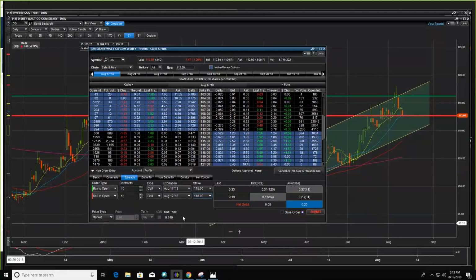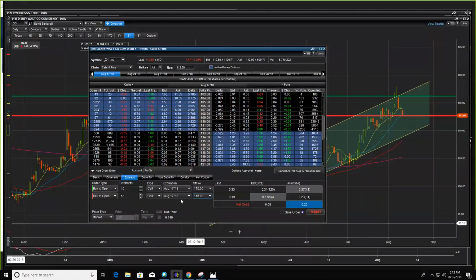So you're basically saying, here's $14 for this spread, and it could be worth $100 on August 17th as long as Disney's 116 or higher. So divide that by 0.14. This trade here has a max net return of 614%. So if you enter into this trade and Disney's at 116 or higher by your August 17th expo, you're going to make a 614% return.